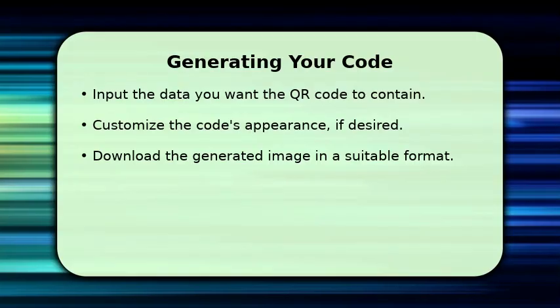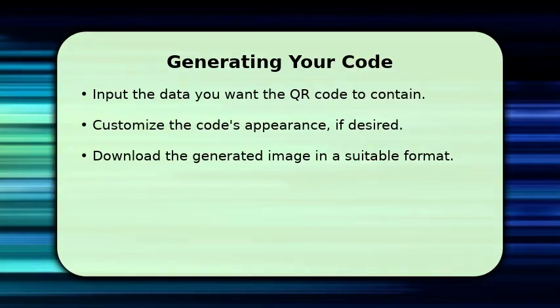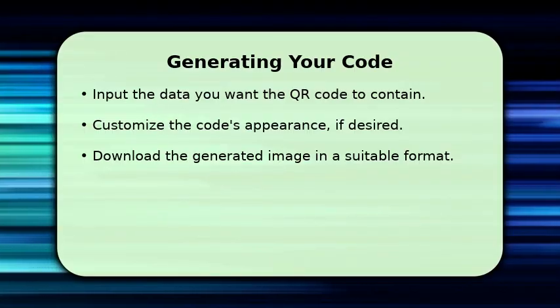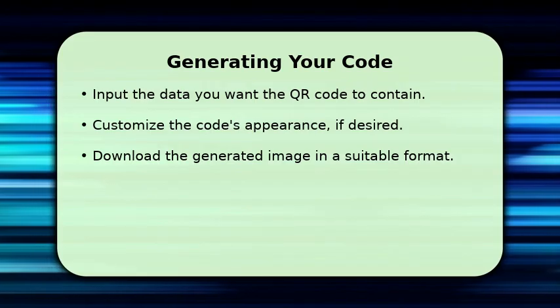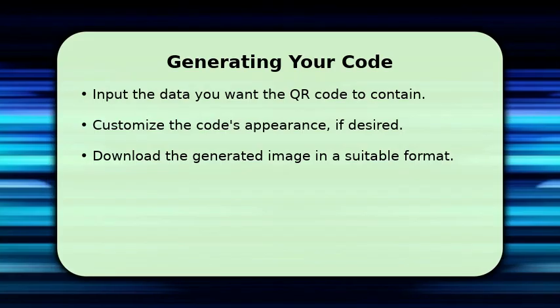Once you've selected your generator, the process is straightforward. You'll input the specific data you want to embed, such as a website URL, a text message, or contact information. Many generators allow you to customize the code's colors and add a logo, making it unique. After generating, simply download the image file, typically in a PNG or SVG format, ready for use.